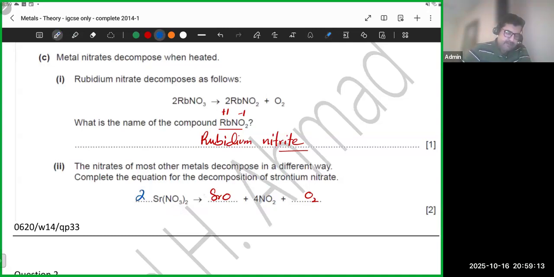Sr is doubled, and you can count the oxygens. How many is that? That's 6 into 2. That's 12. So you've got 2 oxygens plus 8 oxygens, and then the 2 oxygens. So that's also 12.